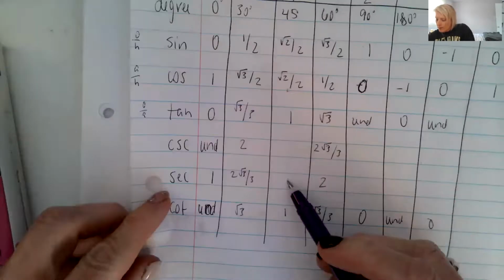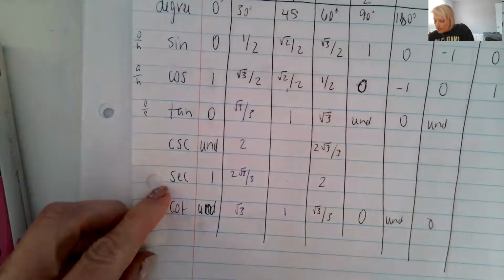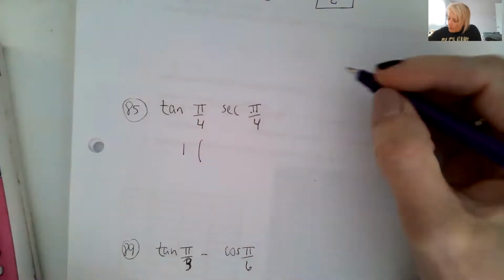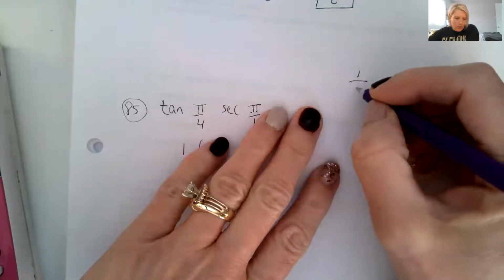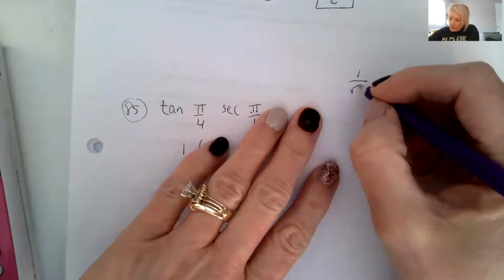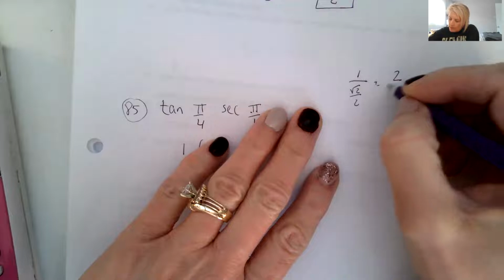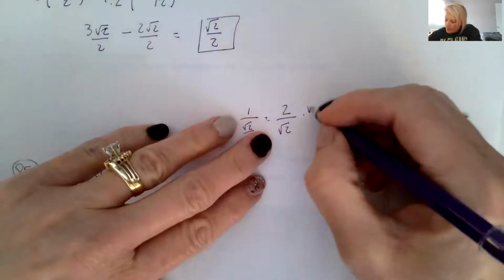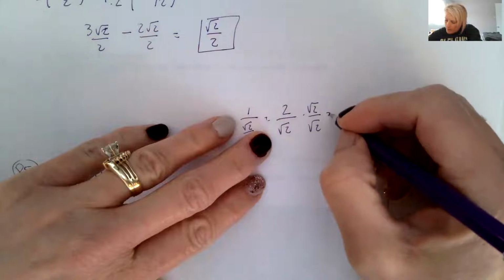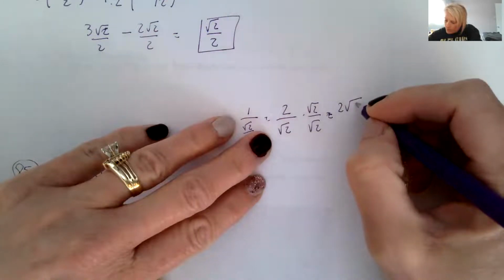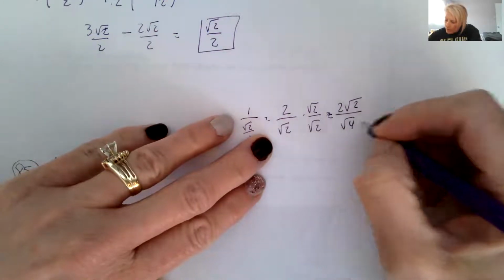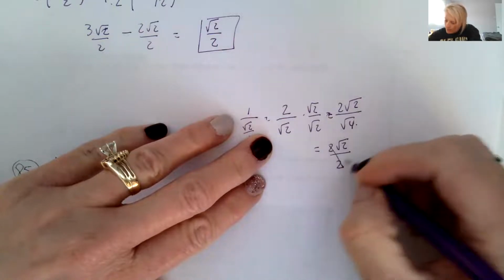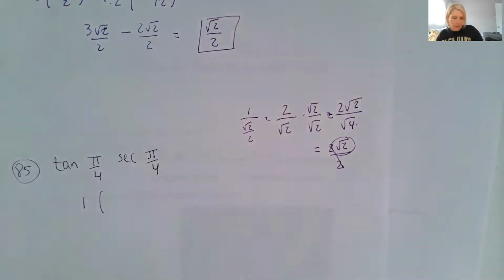The secant at pi over 4 is 1 over cosine. So 1 over cosine, which is the square root of 2 over 2. So it's the reciprocal of that, 2 over the square root of 2. And if I want to rationalize that, I have to multiply by the square root of 2. So it's 2 times the square root of 2 over the square root of 4. Square root of 4 is 2, so that cancels. So that's just the square root of 2.